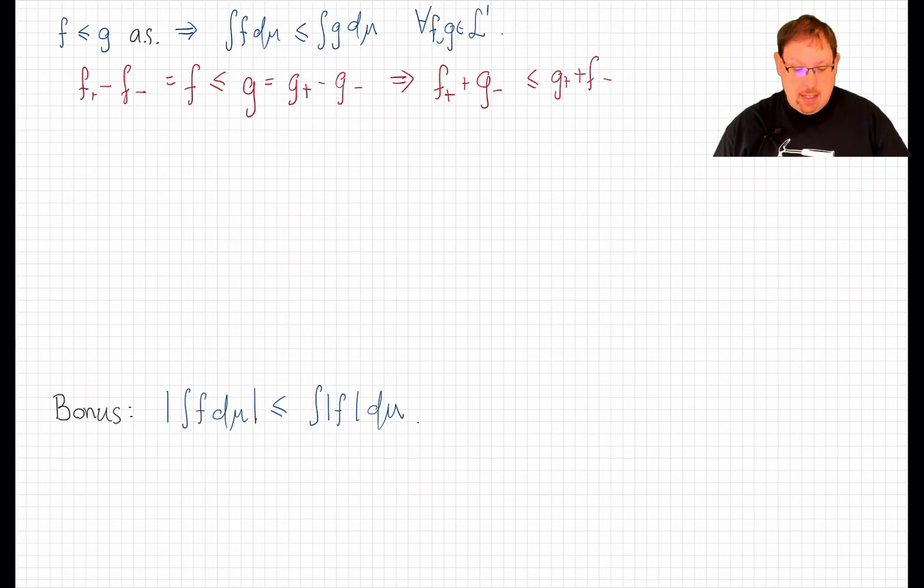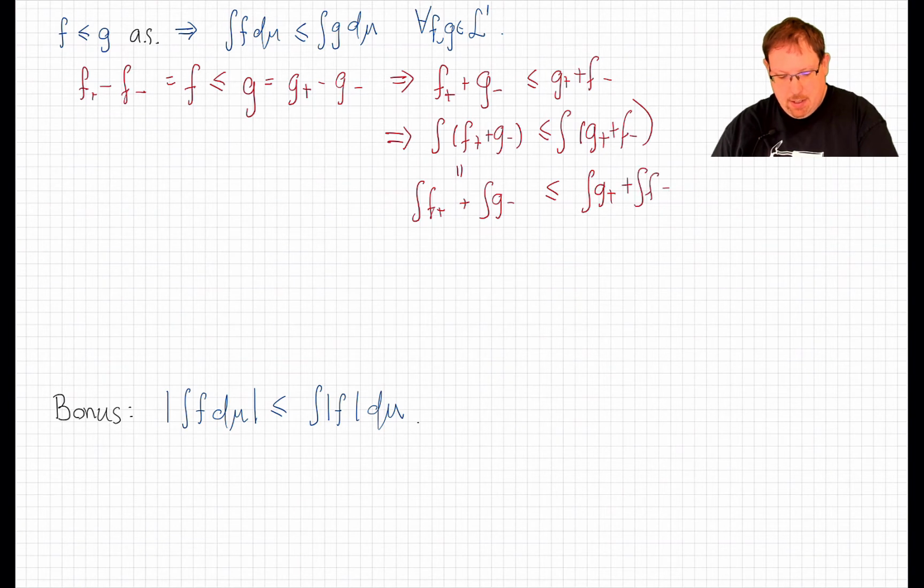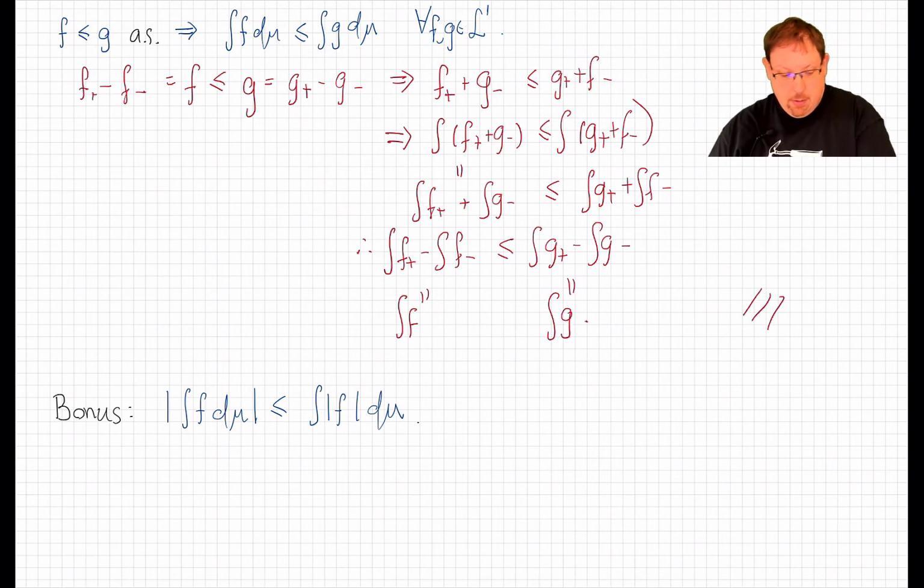Now using the monotonicity property for the integral on non-negative functions, we get that the integral of f plus g minus is less than or equal to the integral of g plus f minus. By linearity of the integral, which actually now holds in general, as we just saw, this is the integral of f plus the integral of g minus. And on the right-hand side, that's the integral of g plus the integral of f minus. And now, by again adding and subtracting appropriately, that tells us that the integral of f plus minus the integral of f minus is less than or equal to the integral of g plus minus the integral of g minus. But this is the definition of the integral of f, and this is the definition of the integral of g, and that concludes the proof.